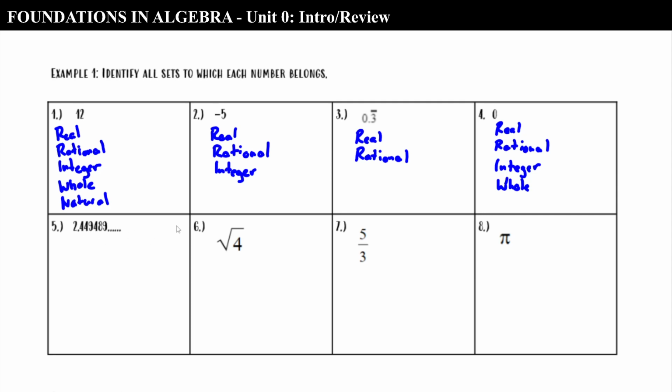All right, number 5 here, we have 2.449489, and it goes on, and it doesn't look like it repeats. So therefore, it's real, and it is irrational, because it's a decimal that goes on forever, and it doesn't repeat.